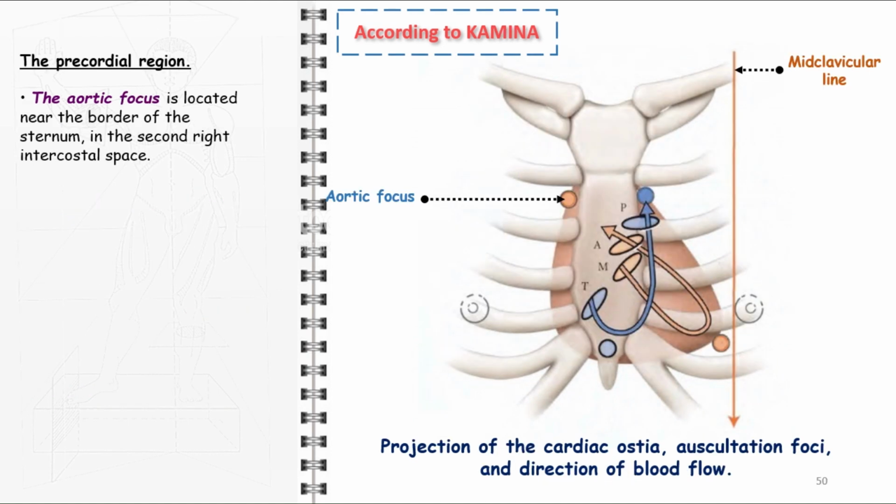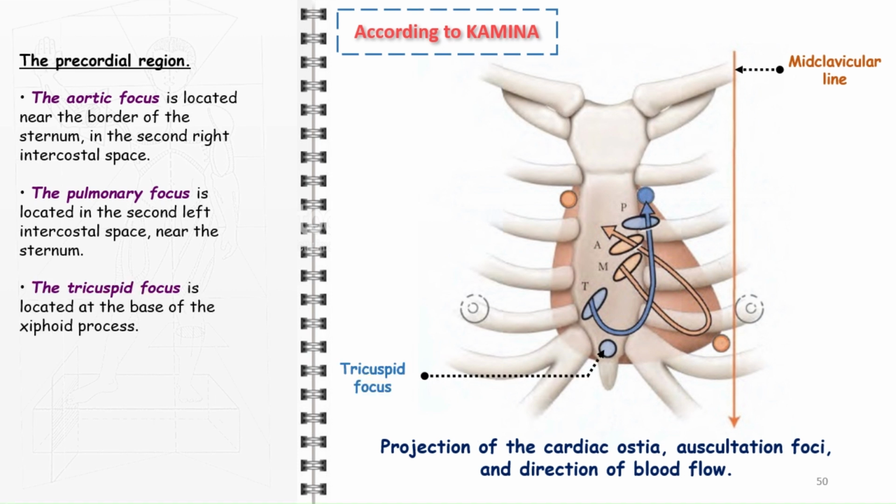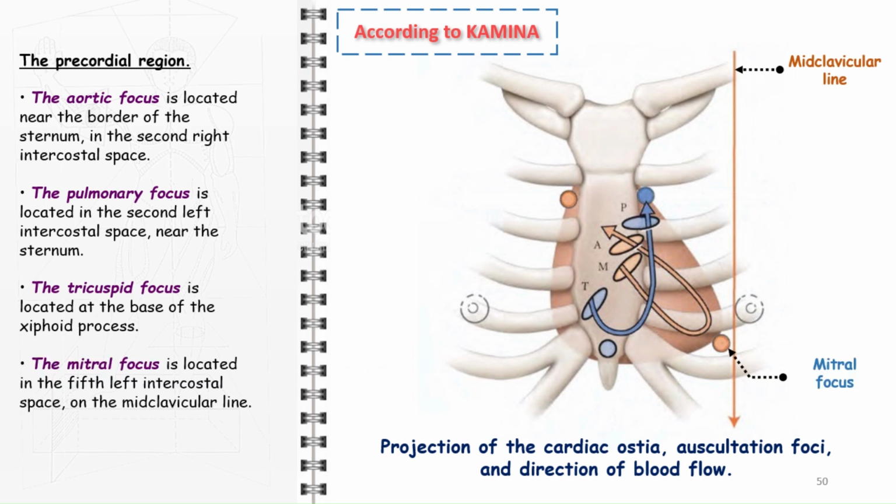The aortic focus is located near the border of the sternum, in the second right intercostal space. The pulmonary focus is located in the second left intercostal space, near the sternum. The tricuspid focus is located at the base of the xiphoid process. The mitral focus is located in the fifth left intercostal space, on the midclavicular line.